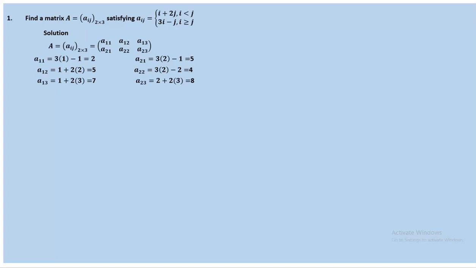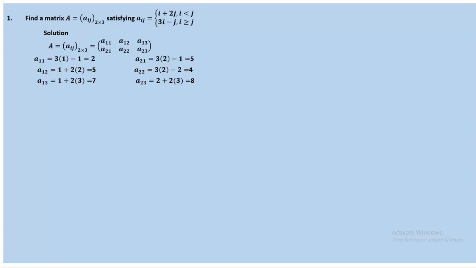What's left now are A13 and A23. A13 is the case where i is less than j, so this is the upper case, so 1 plus 2 times 3, which is 7. And the last one is A23, which is the case where i is less than j because 2 is less than 3. So in place of i take 2 and in place of j take 3 for the upper expression, because the upper expression is used for the case where i is less than j. So use 2 plus 2 times 3, and you get 8.